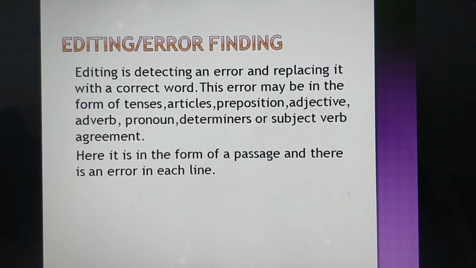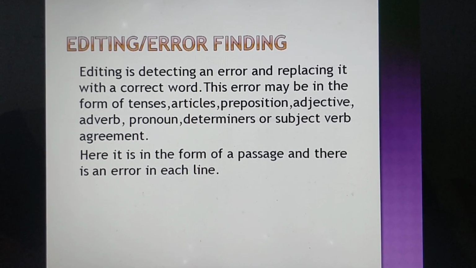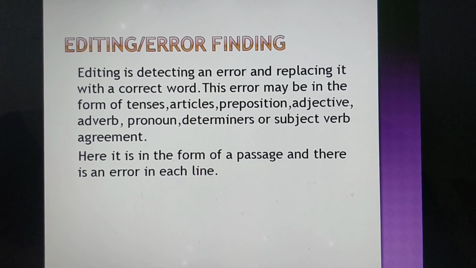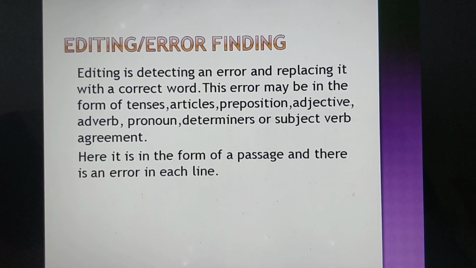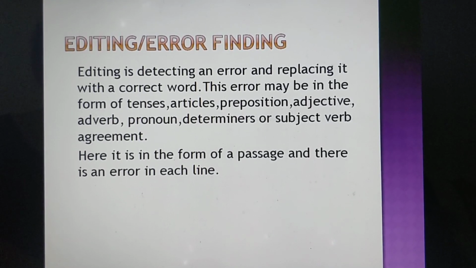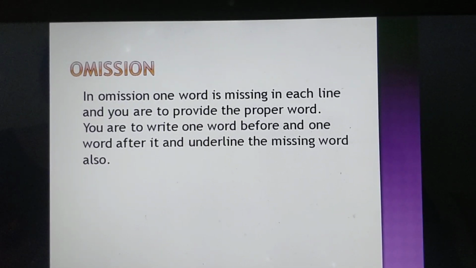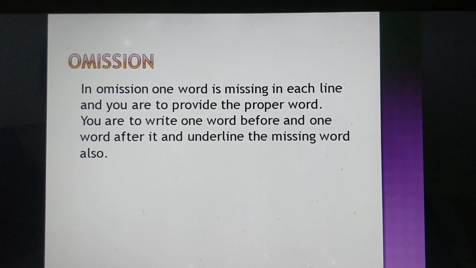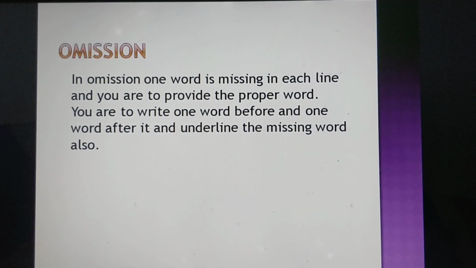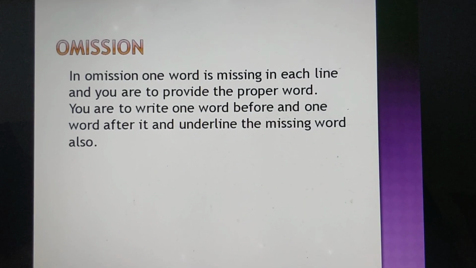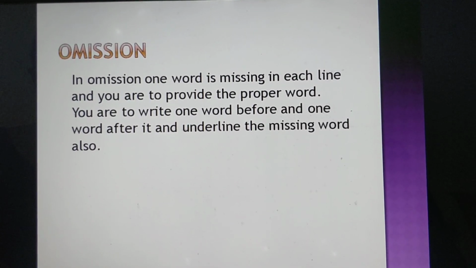This error may be in the form of tenses, articles, prepositions, adjectives, adverbs, pronouns, determiners, or it may be in the form of subject-verb agreement. It is given in the form of a passage and there is an error in each line. Second form of editing is omission. In omission, one word is missing in each line and you are to provide the proper word and you are to write one word before and one word after it and also to underline the missing word.